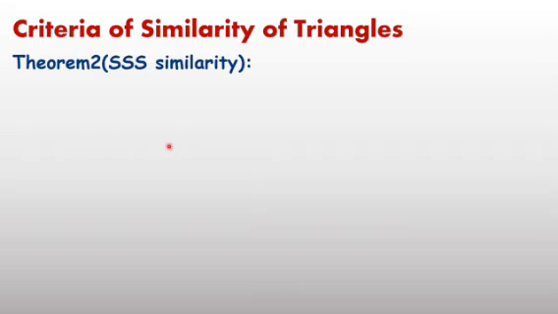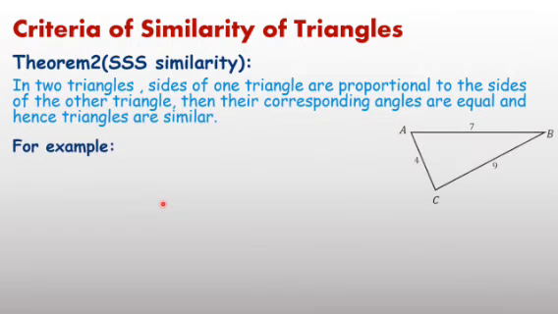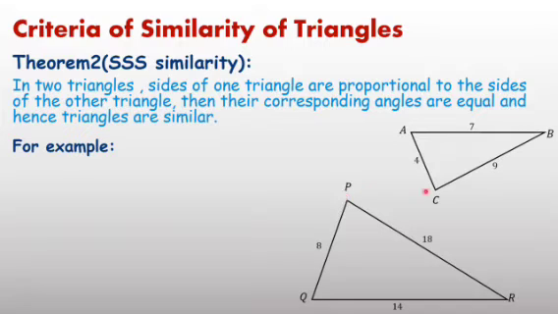Now second, the second criteria for similarity of triangles: SSS similarity. In two triangles, if corresponding sides are in the same ratio, then we can say two triangles are similar. Now just observe in the figure and try to find out yourself the relationship between sides of these two triangles.